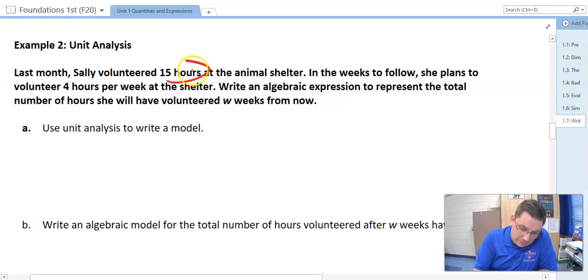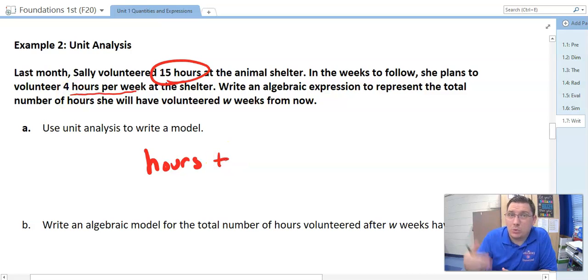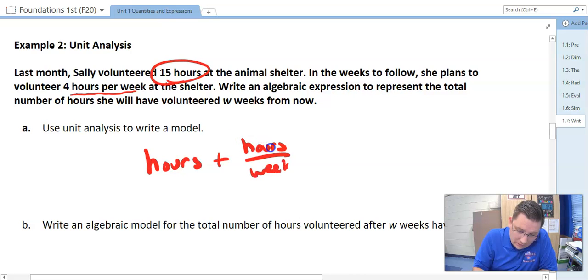And so we start out that she worked so many hours prior to now. And then we're told that she works 4 hours per week. And so we're going to add in some more hours each week. And so that is hours per week. But if I want this to be equal to hours at the end, because that's what we're told, right? So we're trying to represent the total number of what? Hours. So in the end, this has to reduce down to hours.